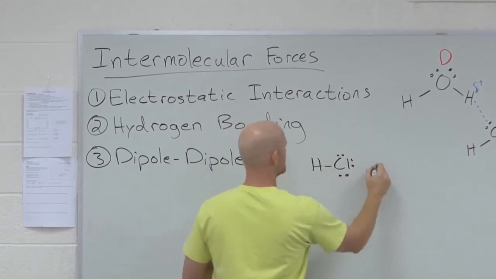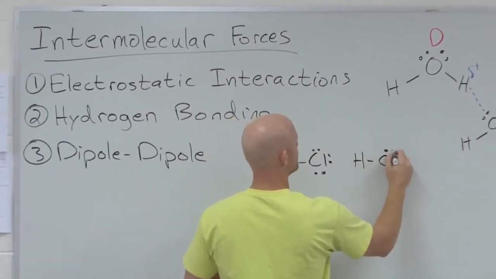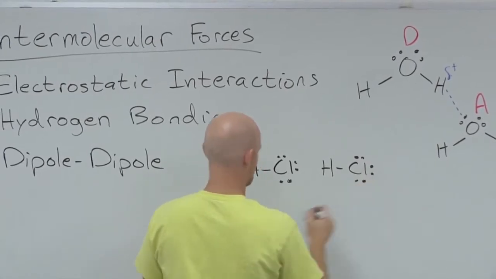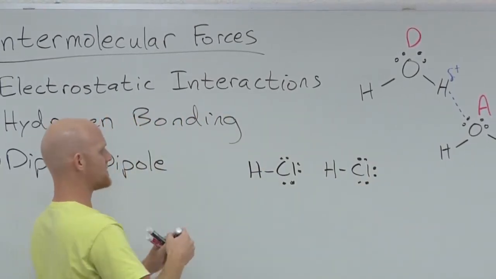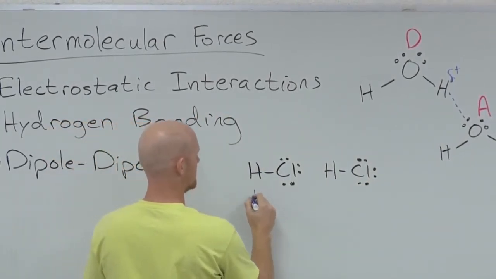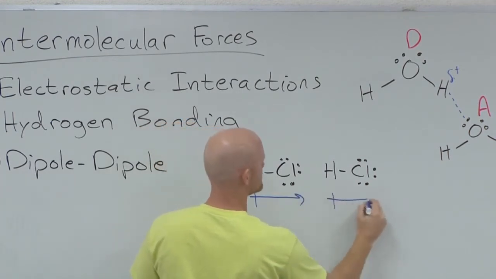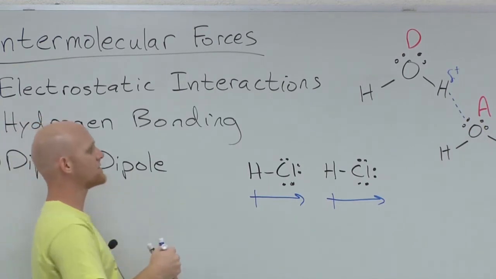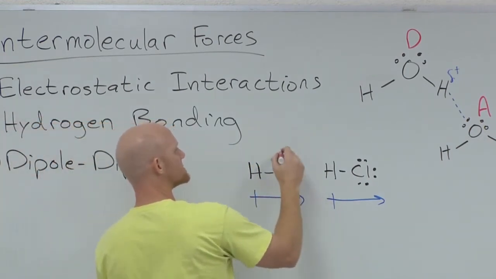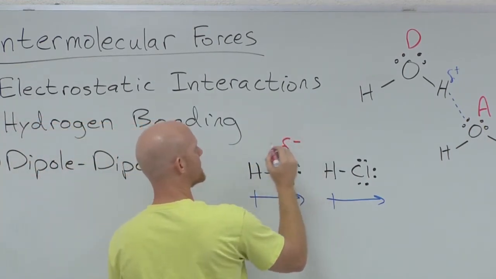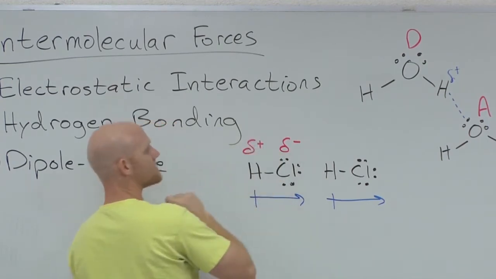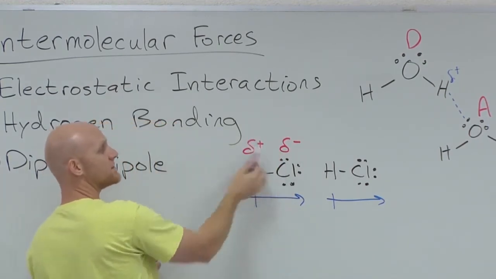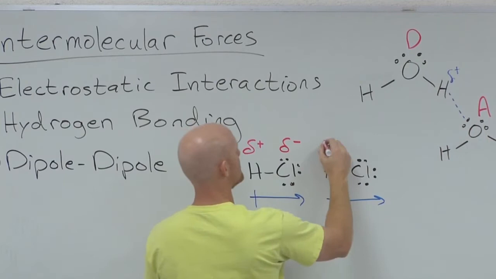So here's HCl, definitely a polar molecule. Chlorine's more electronegative than hydrogen. Sometimes we draw the dipole in like this, pointing towards the more electronegative of the two atoms in that molecule. Other times we might just show the partial charges. The more electronegative atom has the partial negative charge, the less electronegative atom, the partial positive charge. This is the Greek letter delta, meaning partial. And same thing on the other molecule here.